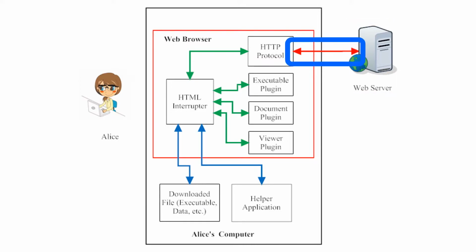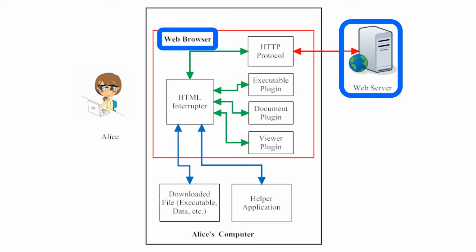The red line in this image represents the internet connection between Alice's computer and the web server. Now, you may remember that when computers communicate, they can only understand each other if they stick to a strict set of communications rules, and these rules are called a protocol. The web browser on Alice's computer and the web server are using a protocol called Hypertext Transfer Protocol, or HTTP.